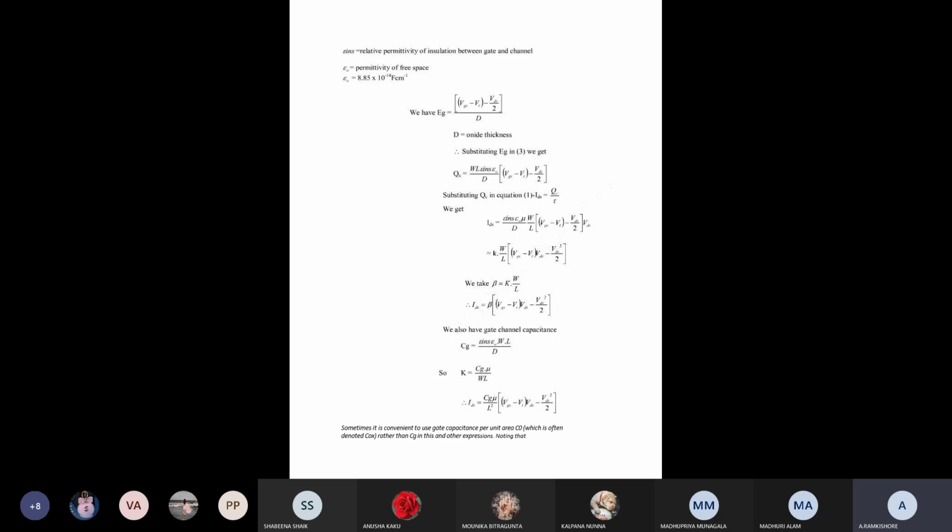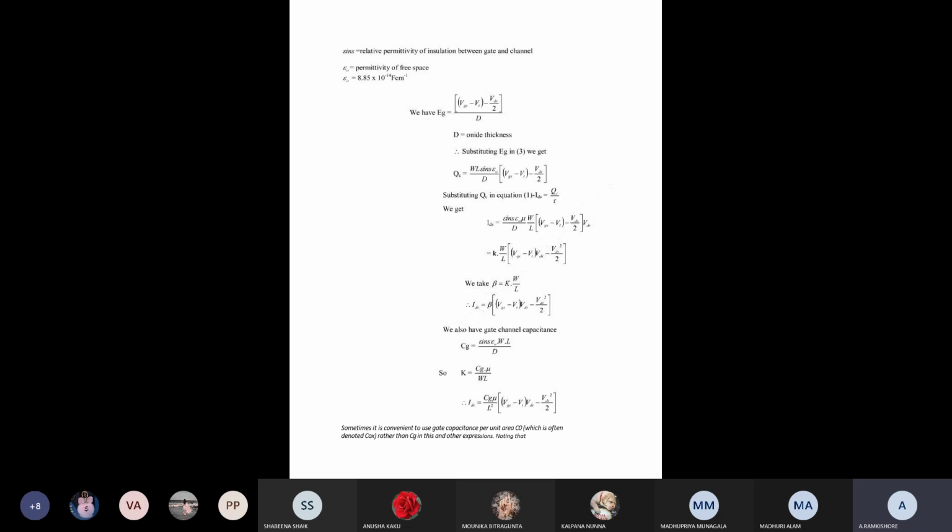Then that equation will become IDS is equal to (VGS minus VT minus VDS) whole square by D, and W into L epsilon naught epsilon ins, and the tau value is nothing but L square by mu into VDS. So here in the numerator we have L and in the denominator we have L square, that is L into L. So we cancel one L in the numerator and one L in the denominator.